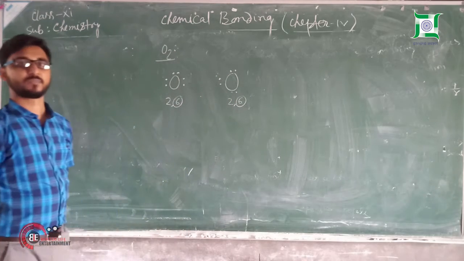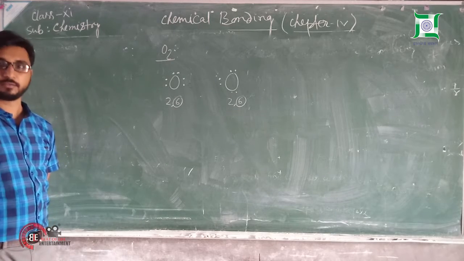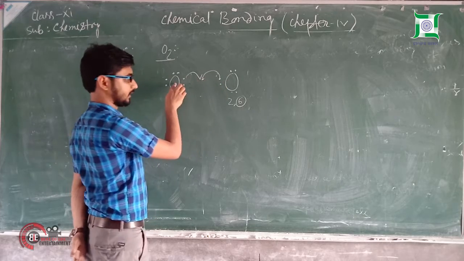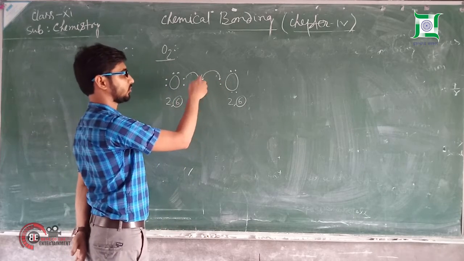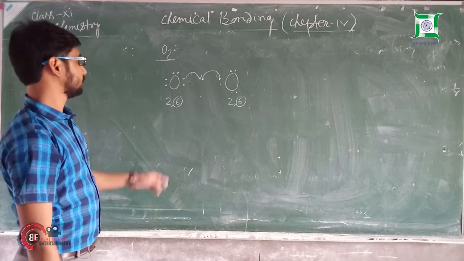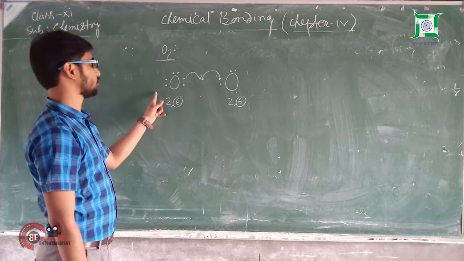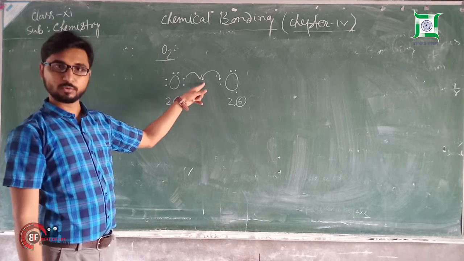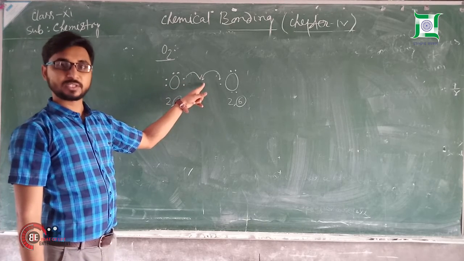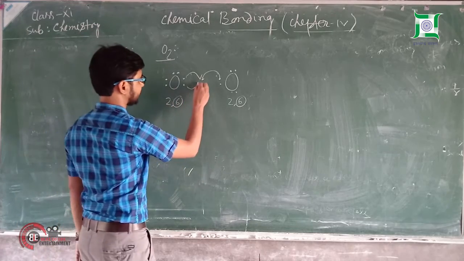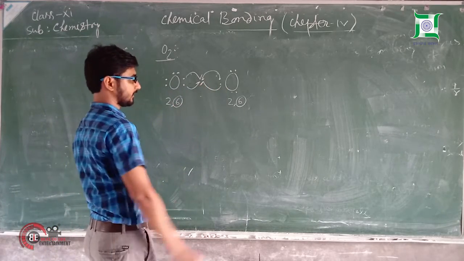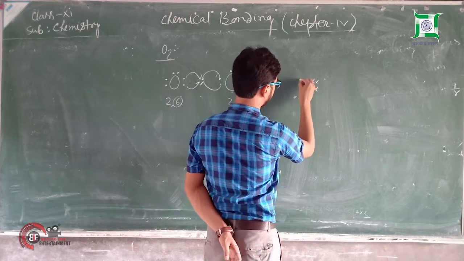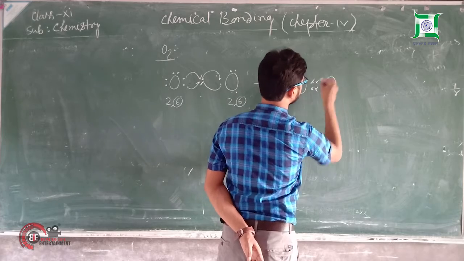Now sharing the electron. Now we will try to share the electrons. This oxygen shares 1 electron, this oxygen will also share 1 electron. Now the total number of electrons around this oxygen becomes 1, 2, 3, 4, 5, 6, 7. So we need to share 1 more electron, that is this and this. As a result, they are formed this.